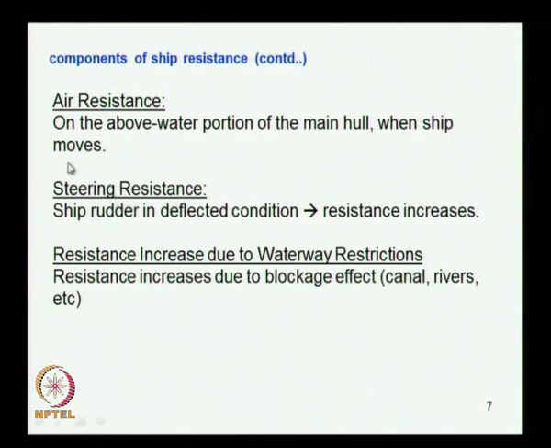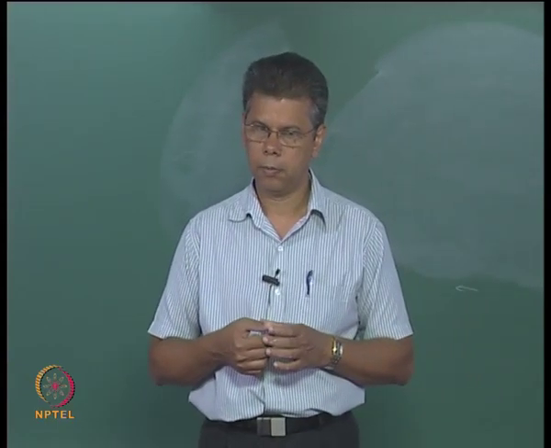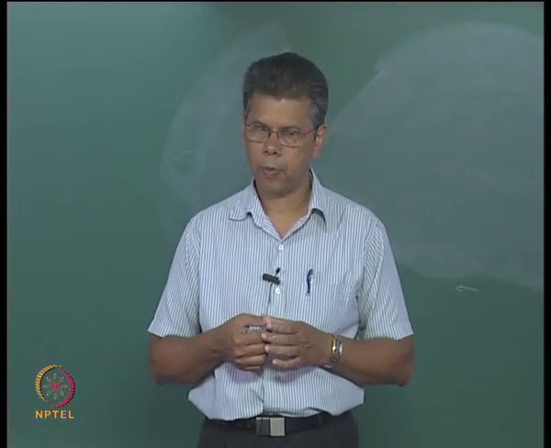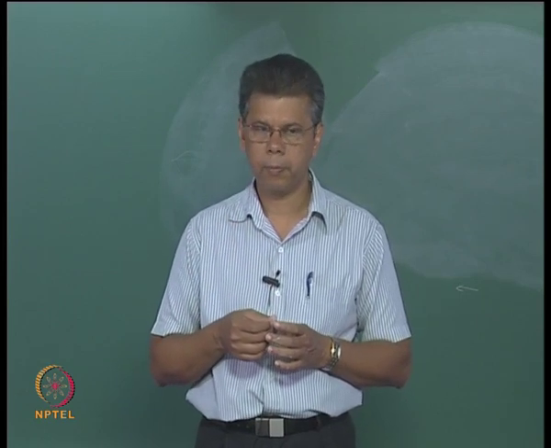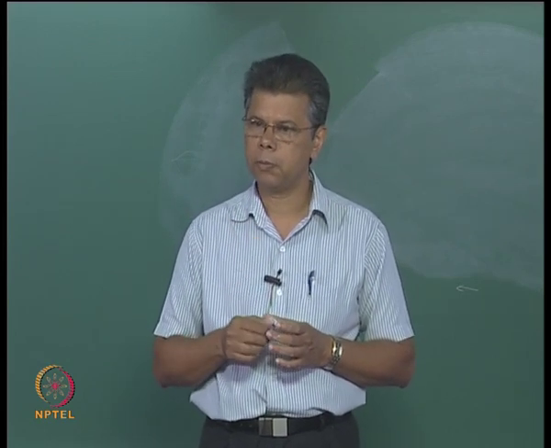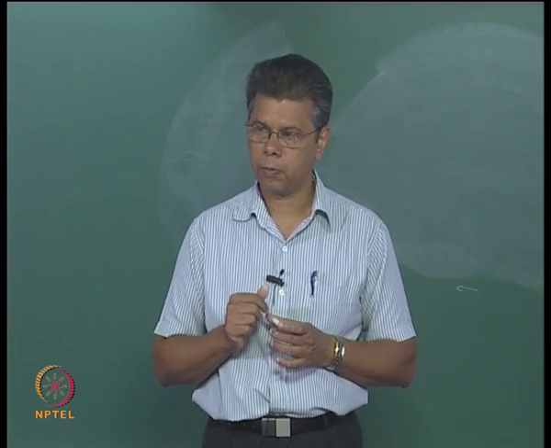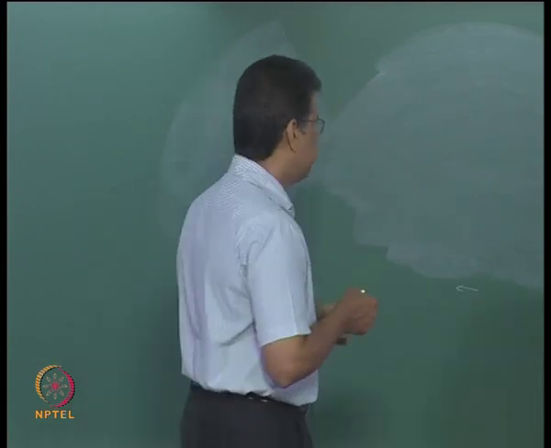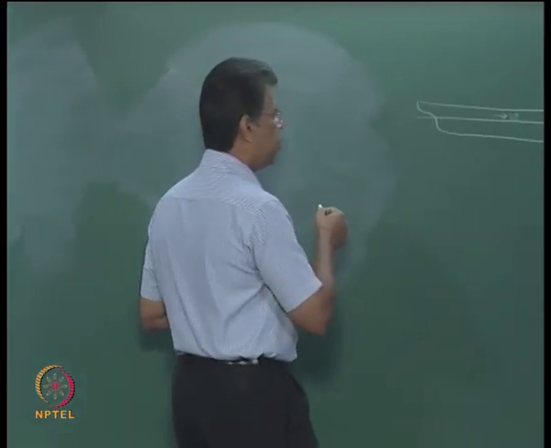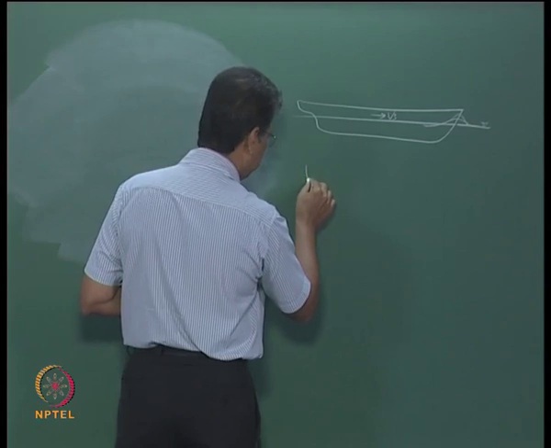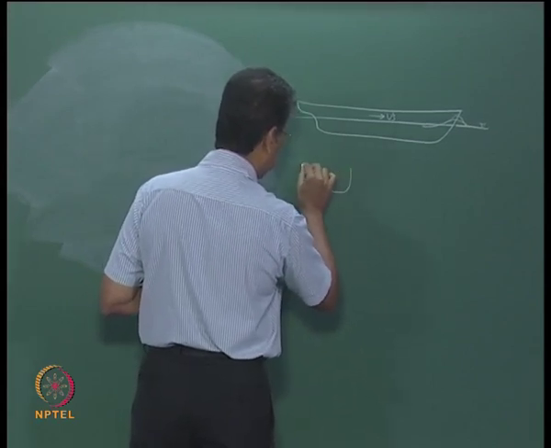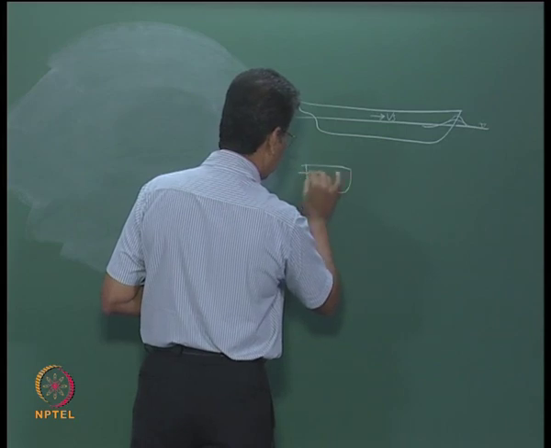Next one is steering resistance. Steering of a ship is conventionally done using a rudder. For turning the ship, or often to maintain a straight course, the rudder is used, mainly for ships with a single propeller. If you consider a ship, I am taking a section of the aft view, this is the waterline. You have a propeller here.